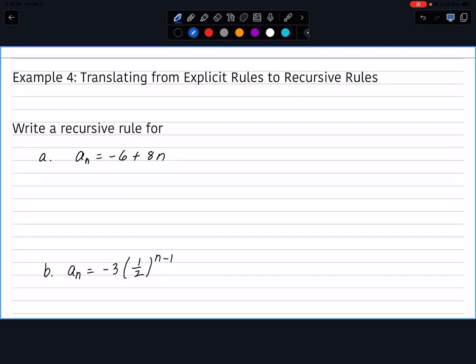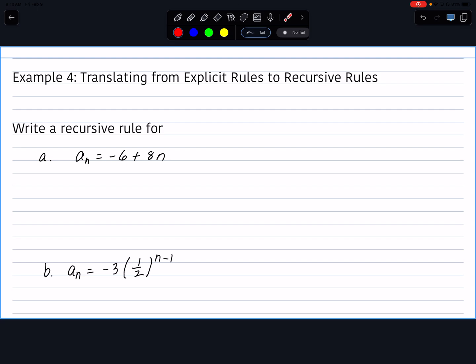Okay, let's look at this one. So we're going to take this explicit rule and we're going to write it as recursive. Notice this is arithmetic. I know it's arithmetic because it's clearly the equation of a line, slope, y-intercept. So it's a line, so it's definitely arithmetic.